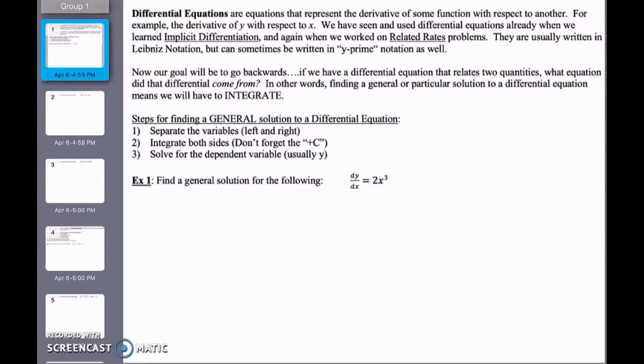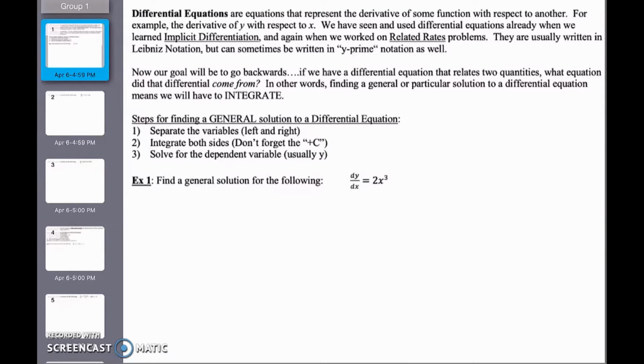Hey calculus friends, this is section 7.4 notes. Today we're going to be talking about differential equations, and we have seen these before this year. Differential equations are equations that represent the derivative of some function with respect to another.